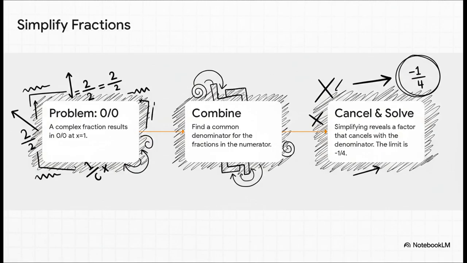And our third trick is for those messy-looking complex fractions. You know, fractions inside of other fractions. The strategy here is really just to tidy up. Find a common denominator for the mini fractions, combine them into one, and almost every time you'll uncover a hidden factor that cancels with the main denominator. Here, that cleanup job reveals an x minus 1 term, which lets us cancel and find the limit is -1/4.